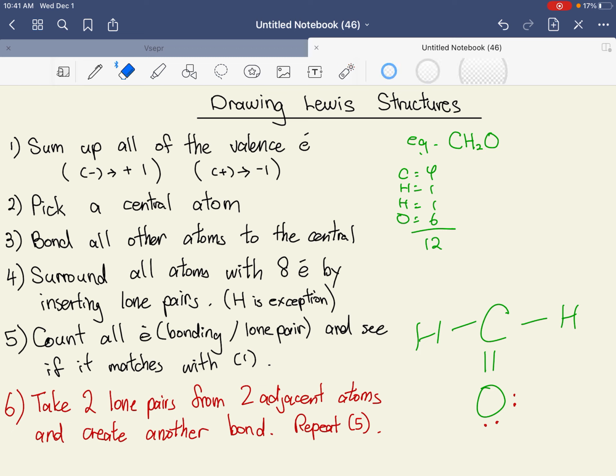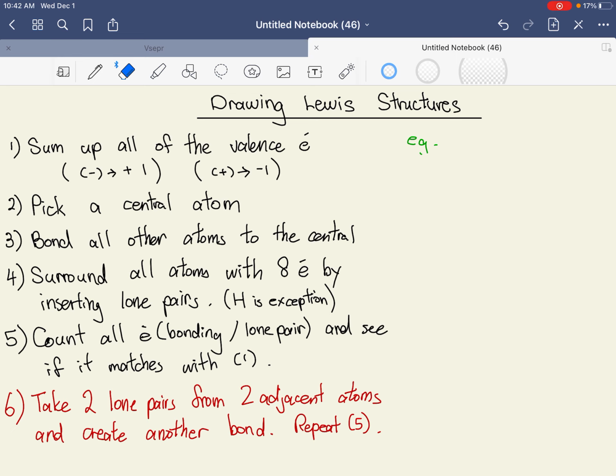Let's do another one. You're probably wondering, hey, how many am I going to do? I'm going to do a lot. HCN, hydrogen cyanide. Okay? I guess the fact that I'm writing it like this kind of gives it away, HCN. So 1, 4, 5. So my number is 10. So I better count 10.